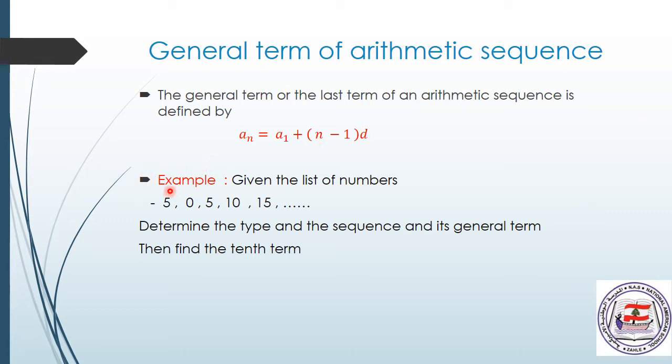Example. Given the list of numbers -5, 0, 5, 10, and 15, determine its type and its general term, then find the 10th term. So first, let's see the difference between 0 and -5. The difference between 0 and -5 is 5. The difference between 5 and 0 is 5. The difference between 10 and 5 is 5. 15 and 10 is 5, so it's arithmetic.